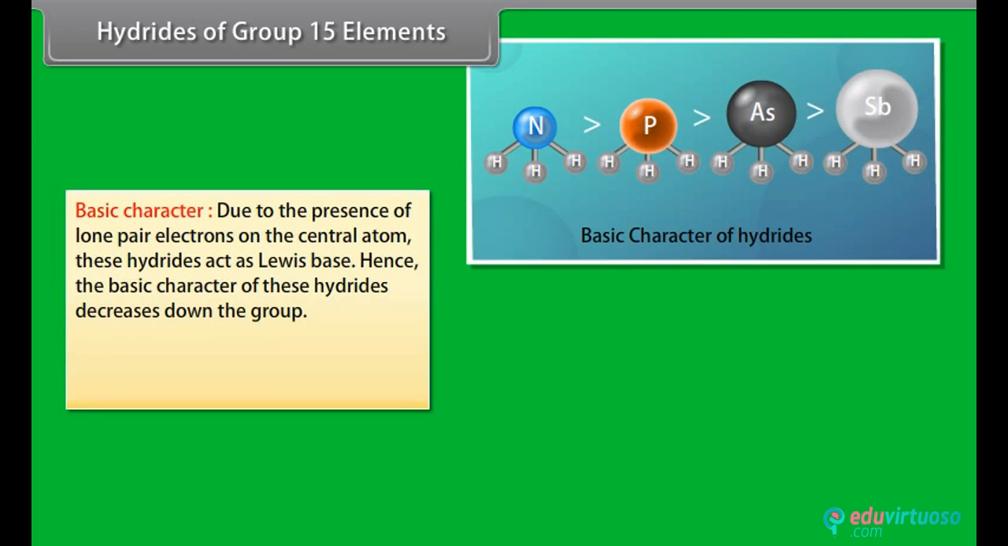Basic character. Due to the presence of lone pair electrons on the central atom, these hydrides act as Lewis bases. Electron density around the central atom decreases down the group. Hence, the basic character of these hydrides decreases down the group.